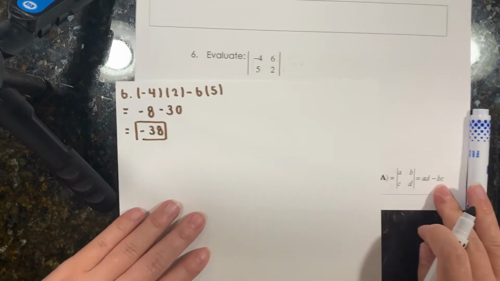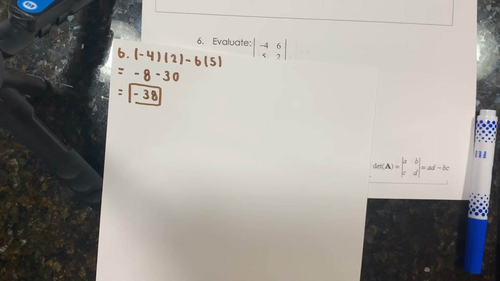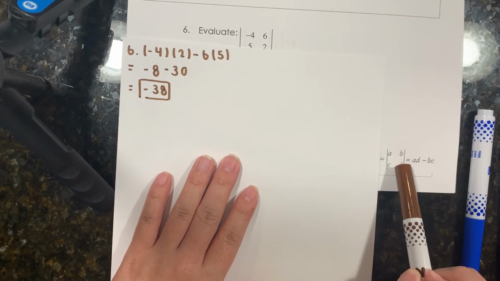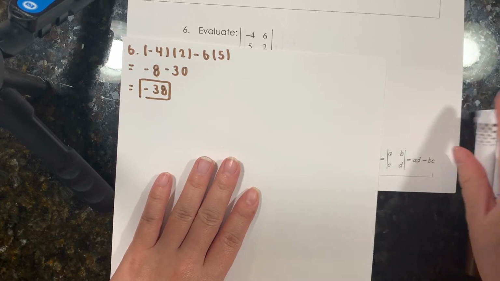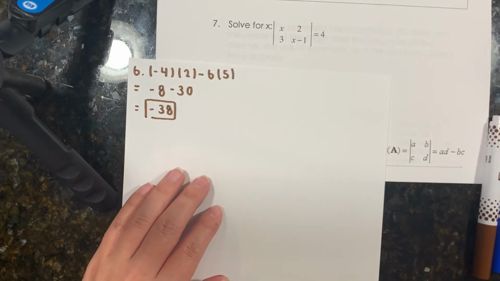And if you forgot how to do that, I did put a little note right here on how to solve that equation. So if you have your matrix, it would be top left times bottom right minus top right times bottom left. And that's something I would probably write down if you don't have that written down already.